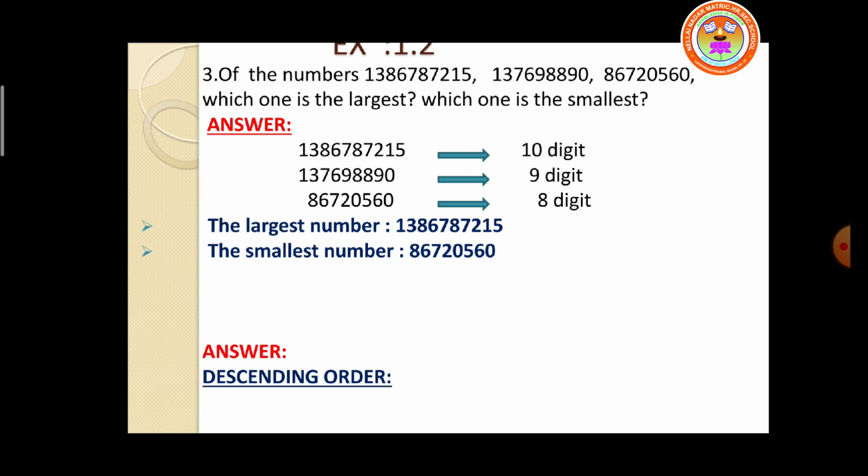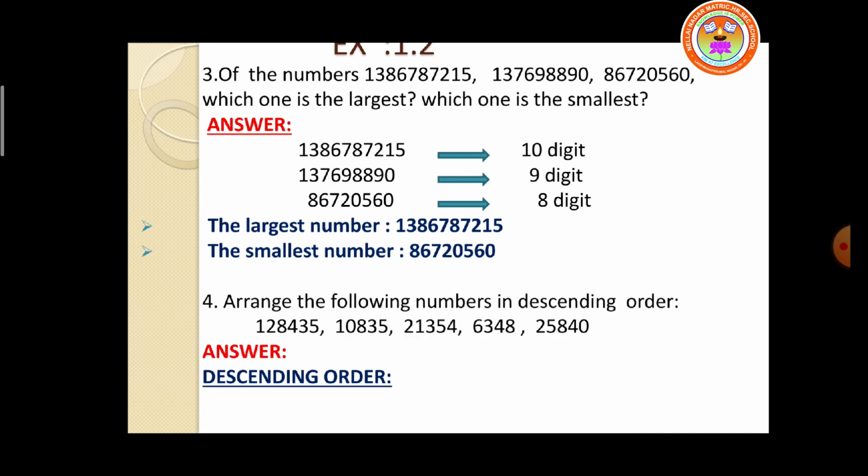Okay, then fourth question. Arrange the following numbers in descending order. So what do you mean by descending order? You have to arrange the numbers from bigger to smaller. Different digits are to appear in this problem. Okay, the first number is a 6-digit number, second one is a 5-digit number, third one also a 5-digit number, fourth one is a 4-digit number and fifth one is a 5-digit number.